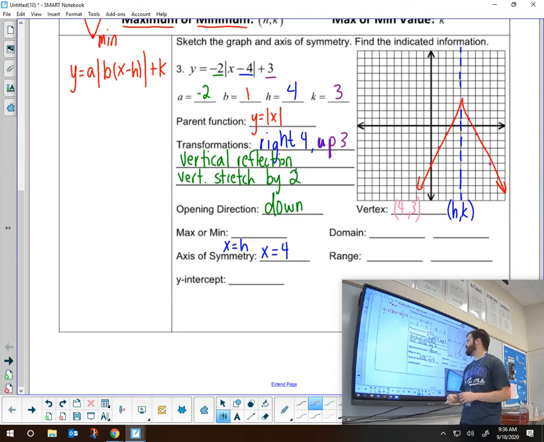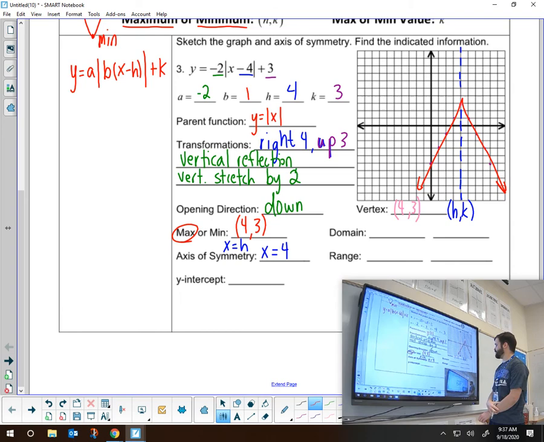Okay? Now let's talk about max or min. My maximum, well, first off, is this a maximum or a minimum? Yeah, it's going to be a maximum. I'm going to have a maximum point there. Okay? As my graph goes, we have a maximum point. And my maximum point is just going to be the same as my vertex. It's going to be at 4, 3. So there is my maximum point.